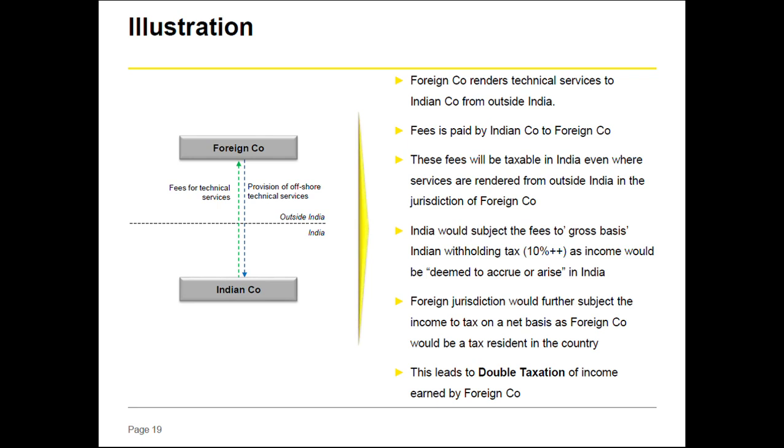The foreign jurisdiction would further subject it to income tax on a net basis, as the foreign company would be resident in that country. This leads to double taxation. This is an example of double taxation.